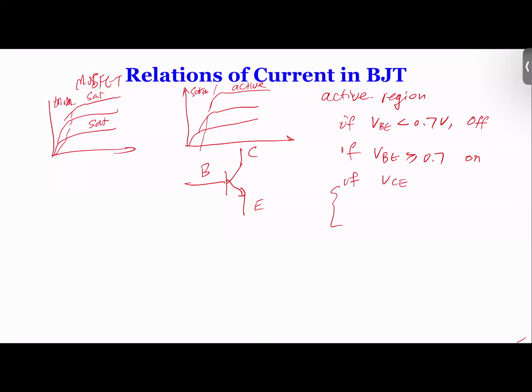If the collector voltage is such that VCE is less than 0.3 volts, we call this the saturation region. If VCE is larger than 0.3 volts, we call this the active region. So this is where the transistor works.